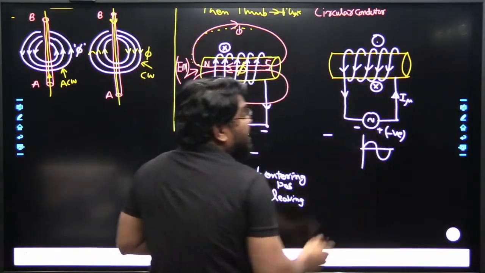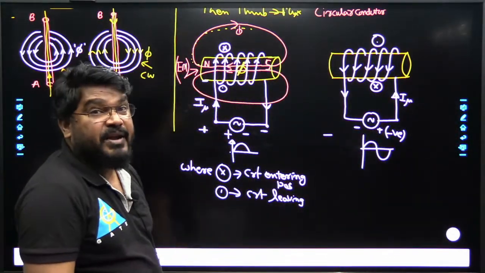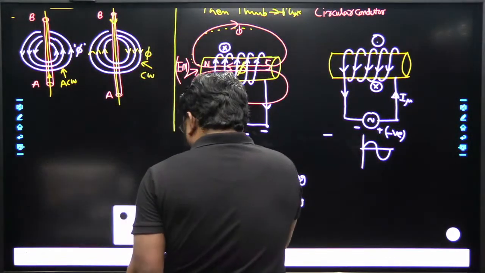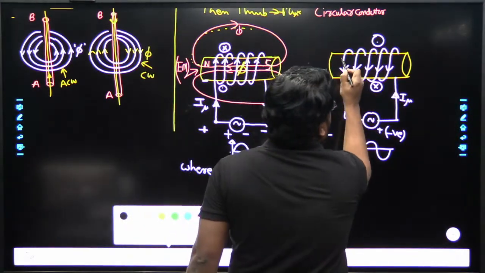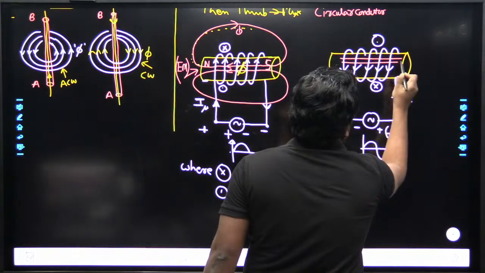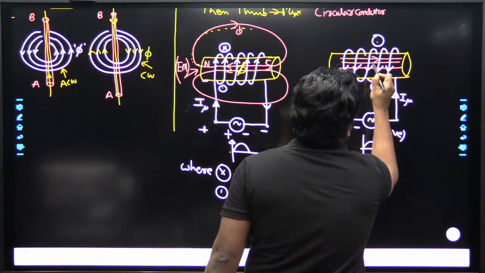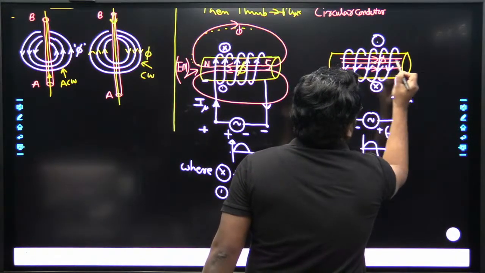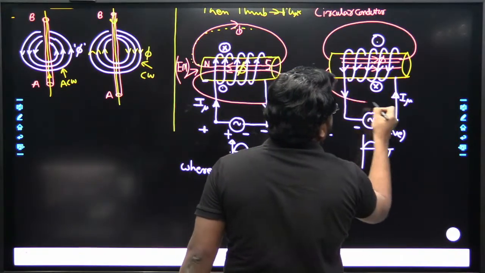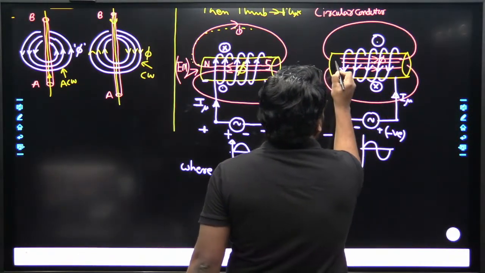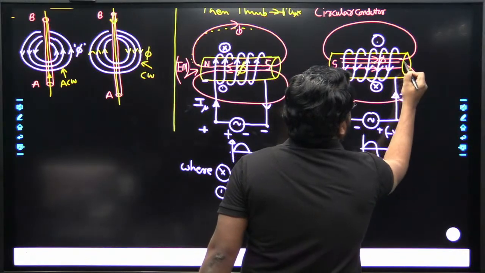So how do we find out the direction of the magnetic field? With current entering and leaving, the flux lines always pass like this. So this is the direction of the flux. Whatever flux comes here comes back like this. So this pole will become south and this is the north.